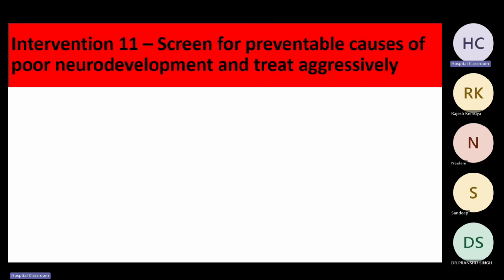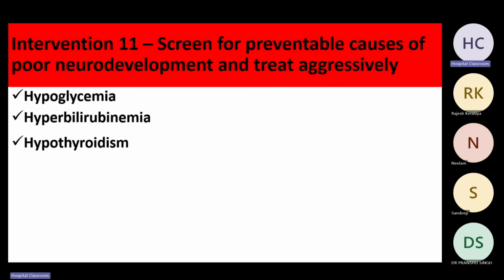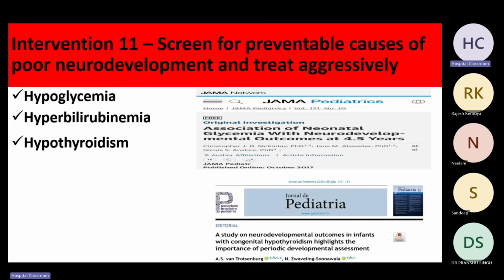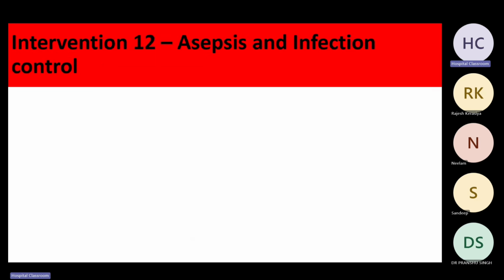So that means nutrition has to be aggressive irrespective of the gender and irrespective of the in utero growth status. Then you have to screen for preventable causes of poor neurodevelopment. It has to be treated aggressively. Okay, so all these three should be a big no. While you are treating a child in an ICU, there should not be any hypoglycemia related brain injury, no hyperbilirubinemia related brain injury, and no hypothyroidism. There are n number of studies available which show that any of these will have a poor long-term outcome. I cannot stress the fact more.